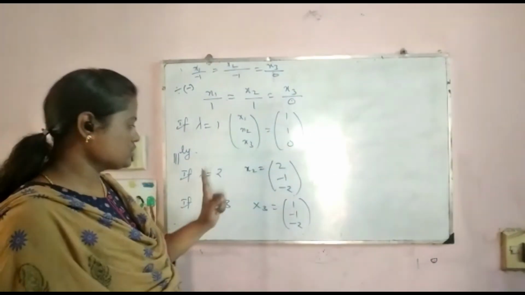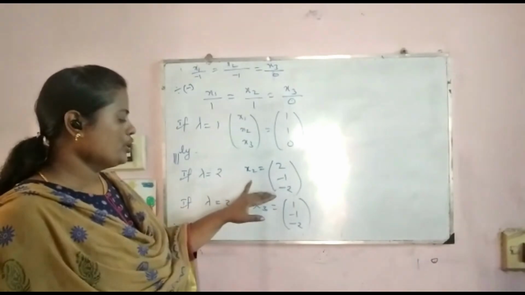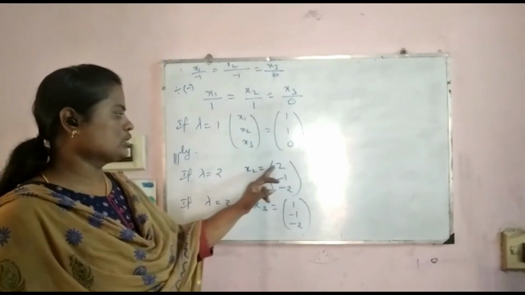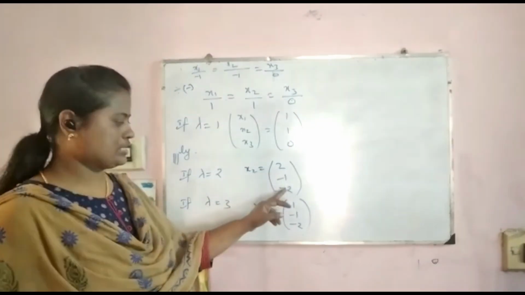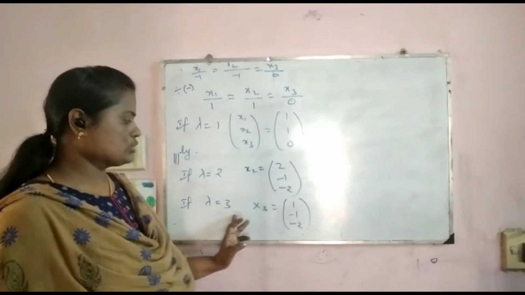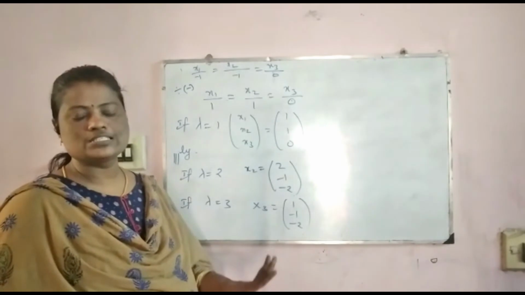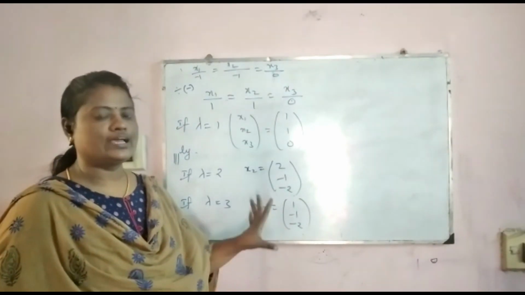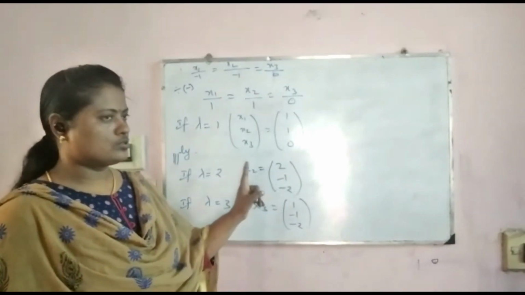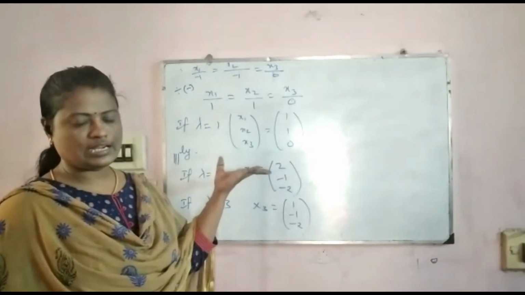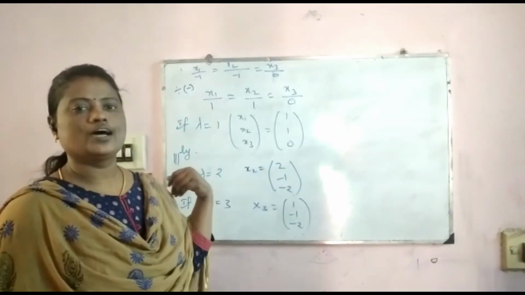The same procedure, substitute lambda is equal to 2, you will get x2 is equal to 2, minus 1, minus 2. Similarly if lambda is equal to 3, x3 is equal to 1, minus 1, minus 2. So this is the procedure for finding eigenvalue and eigenvector. So this is nothing but a non-symmetric matrix, non-repeated eigenvalue.